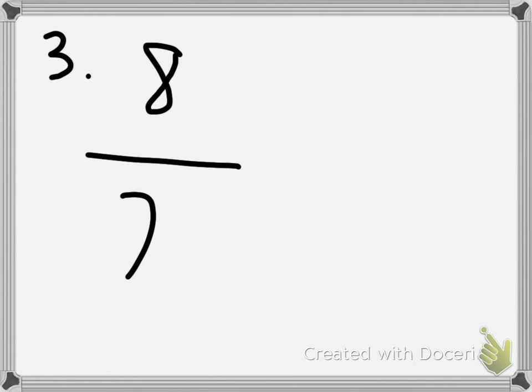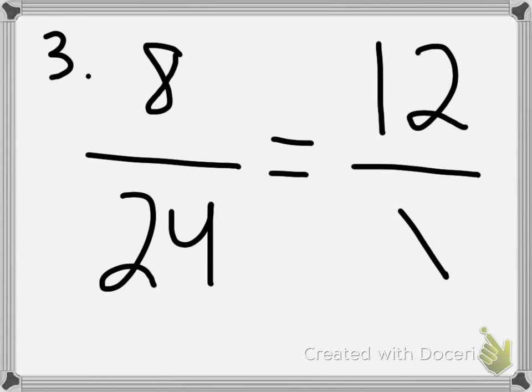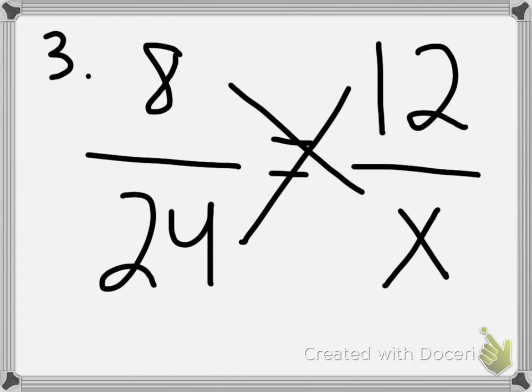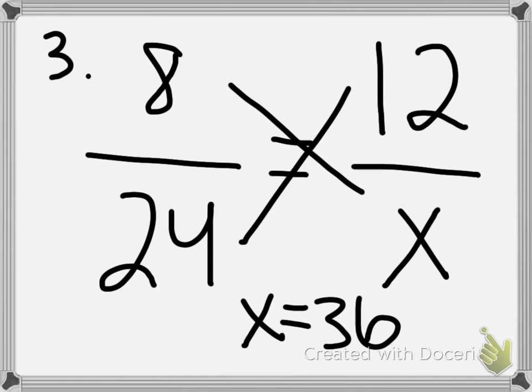Number 3, we have 2 different portion sizes. We did this today in class. So we have a serving size of 8 and a serving size of 24. And we have protein is 12, and we do not know the other one. This is a proportion, cross multiply, and we find that the answer is 36 grams. Make sure you have the grams. That's showing what we have for our unit of measure.